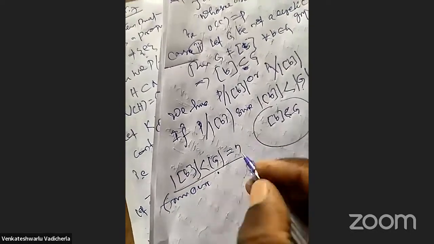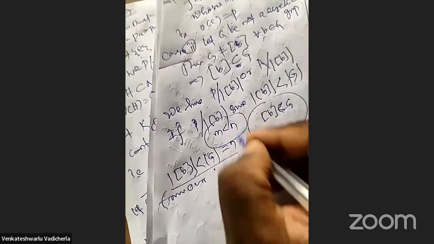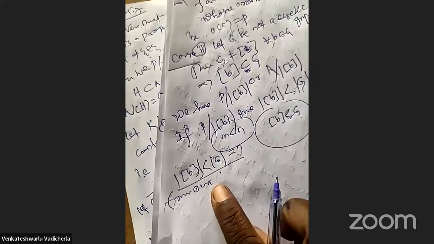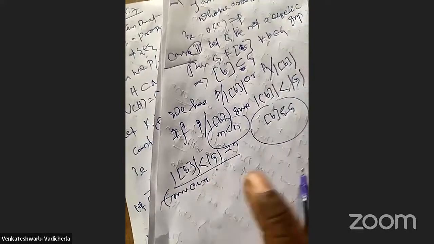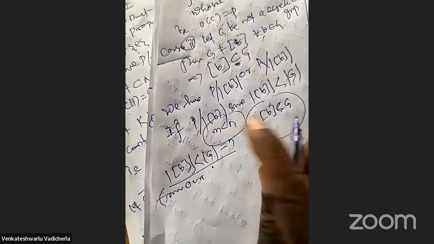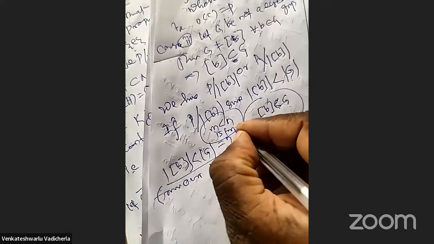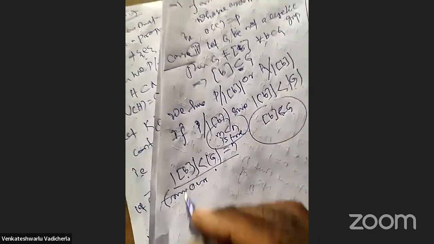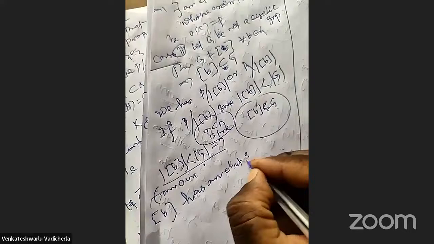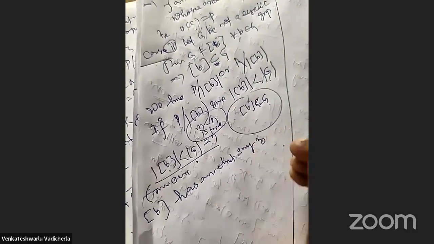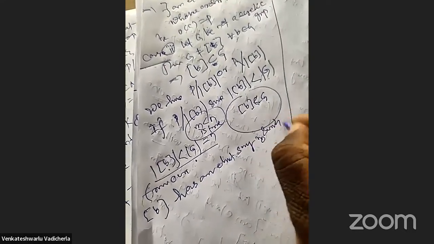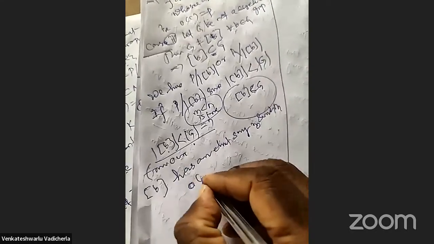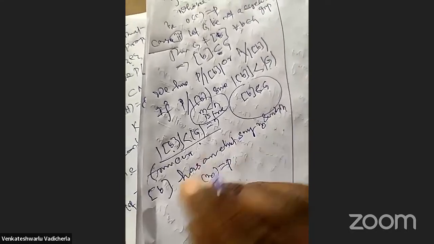The result is true. What is the result? m is less than n. So from our assumption that the result is true for all groups of order m less than n, this is true. Therefore, there exists an element, say x0, such that the order of x0 is equal to p.